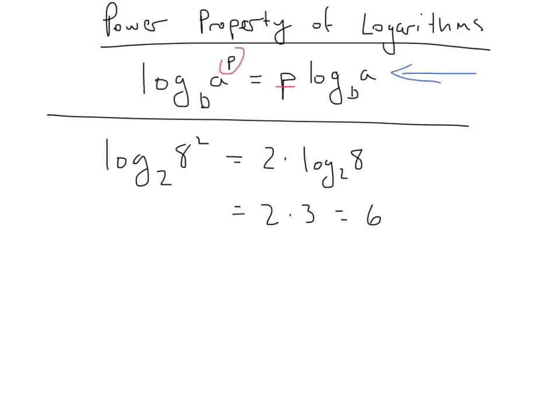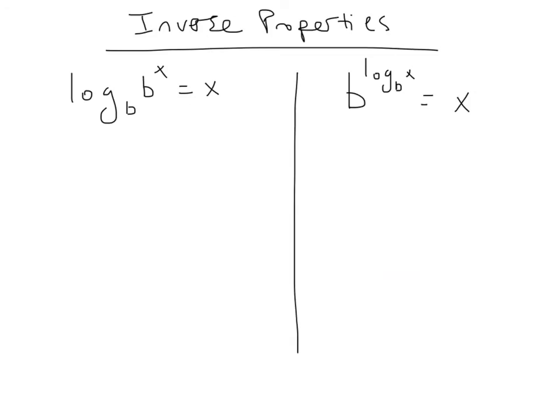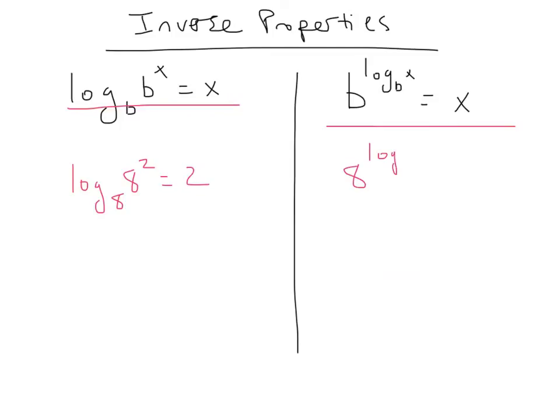So please make sure you have this formula in your notes before we move on and take a look at another property of logarithms. So these are our two inverse properties here. Log base b of b to the x is equal to x, and b to the log base b of x is equal to x. Notice again that our bases have to match. So for example, we might have log base 8 of 8 squared is just equal to 2. Or here we might have, similarly, that 8 to the log base 8 of 2 is equal to 2.